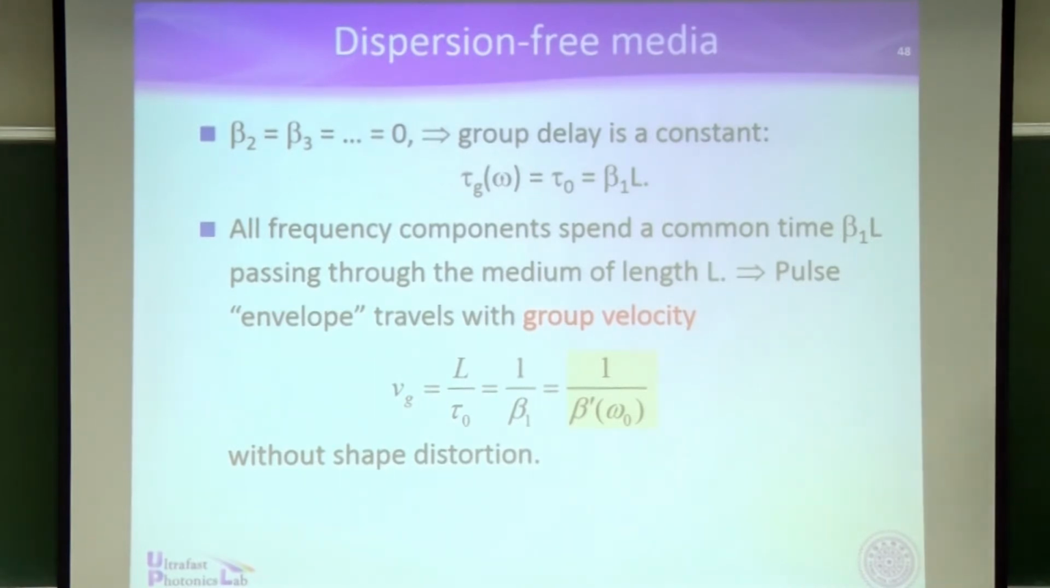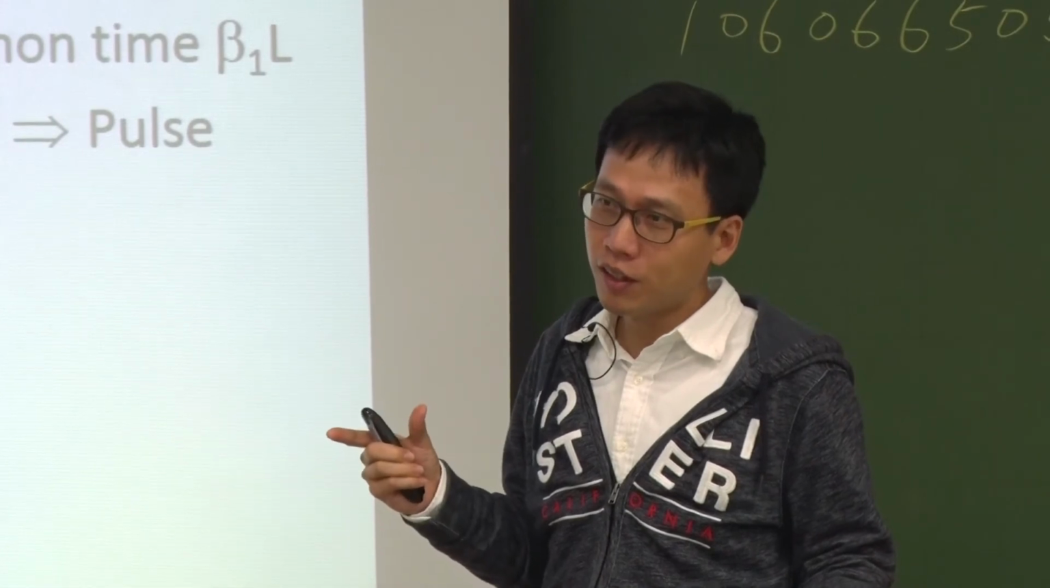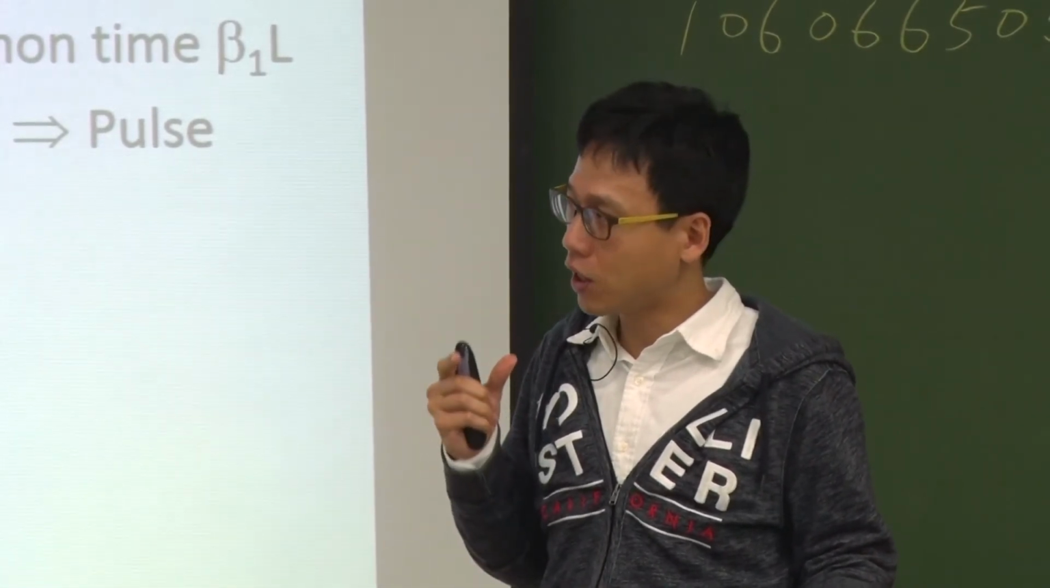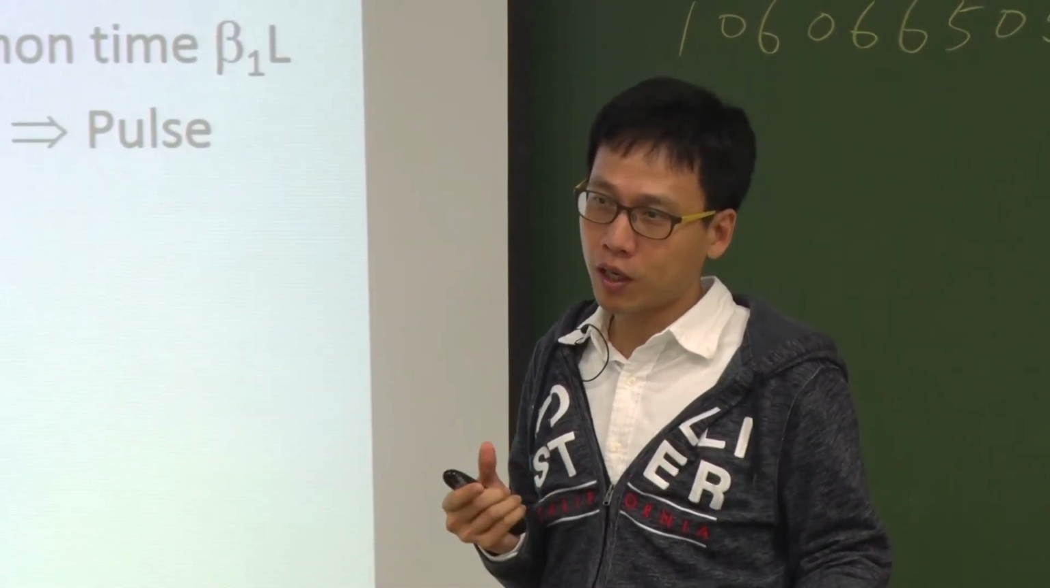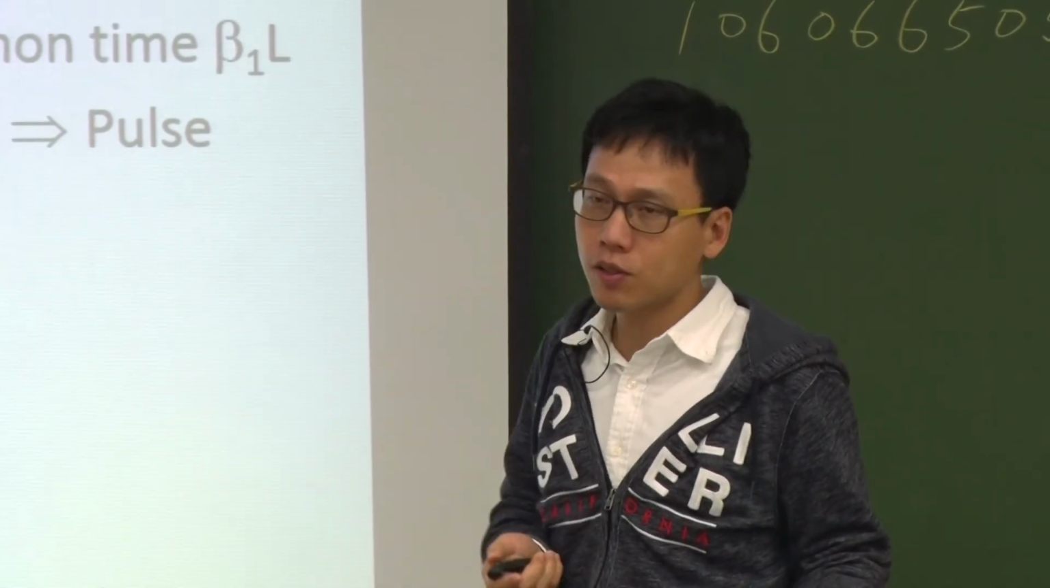Okay, and another important point is if the material is dispersion free, all the frequency components propagate at the same group velocity. It means your pulse envelope will propagate without distortion. The shape is preserved. If it is a triangular shape, it will remain triangular all the way. If it is a Gaussian shape, it will remain Gaussian all the way. Okay? Provided your material is dispersion free.